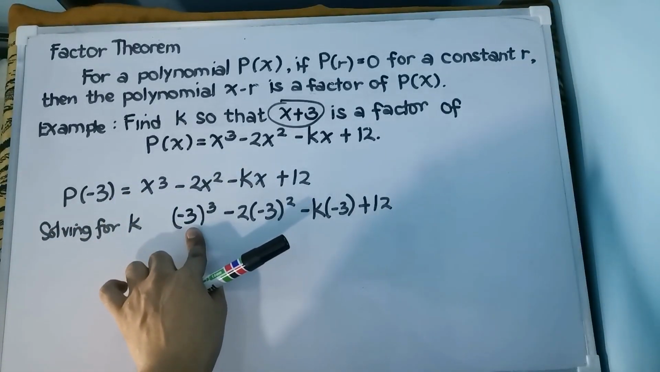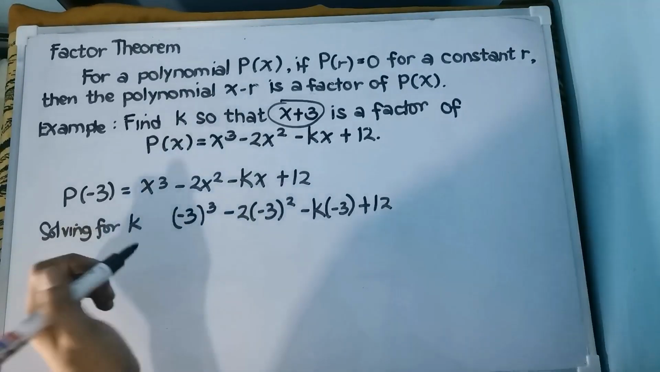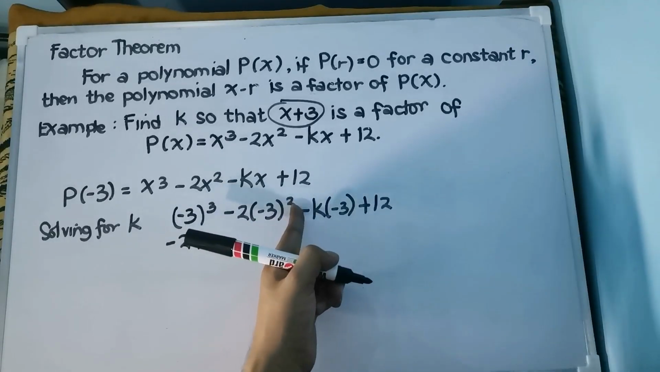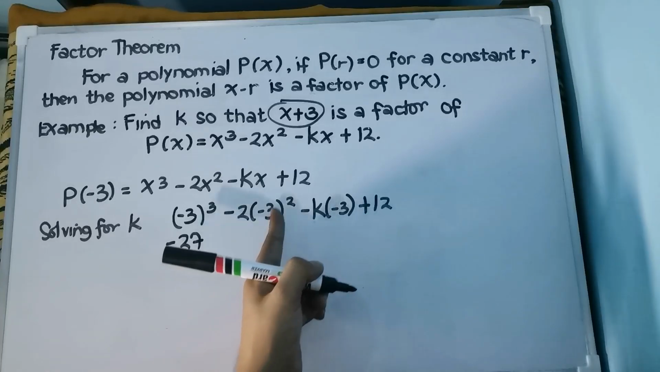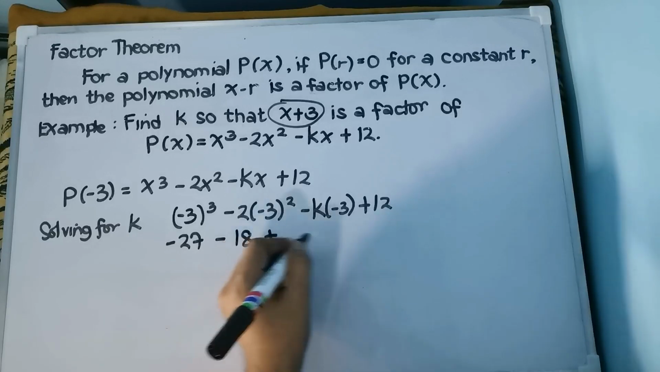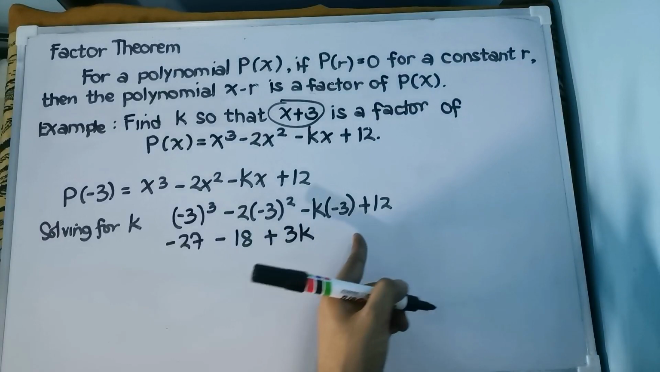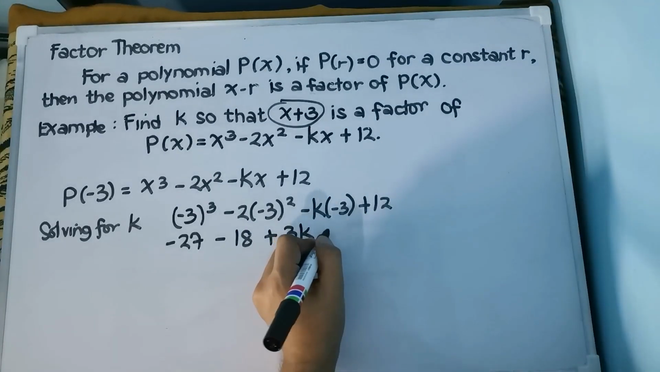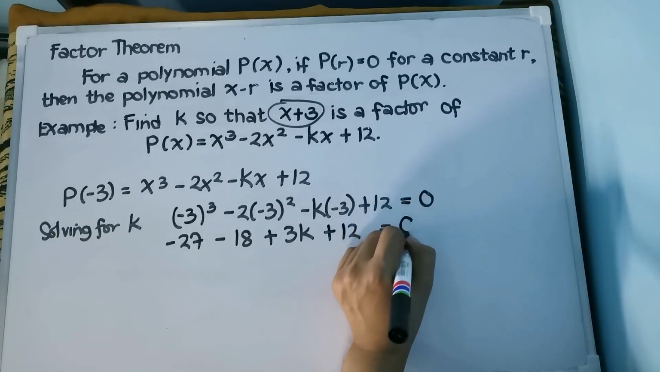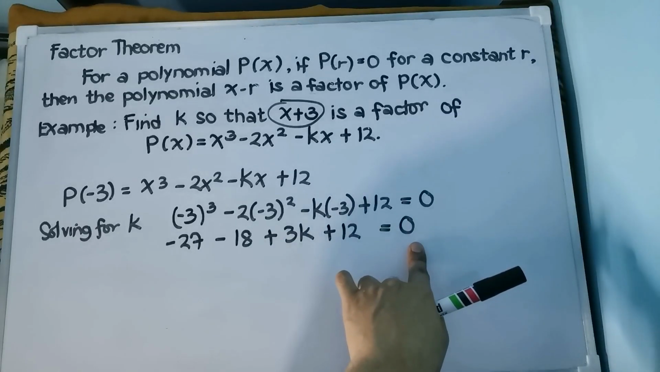So negative 3 cubed is negative 3 times negative 3 is positive 9 times negative 3 is negative 27. And then negative 3 squared is positive 9 times negative 2 is negative 18. Then negative times negative is positive 3 times k is 3k. And then we have here plus 12. And then it must be equal to 0 para masabi natin siya ay factors. Okay, again, it should be equal to 0.